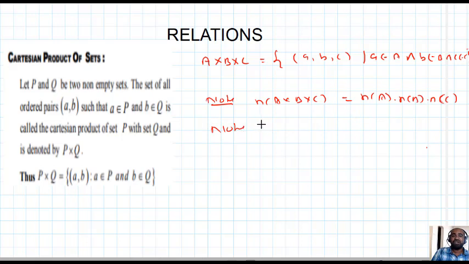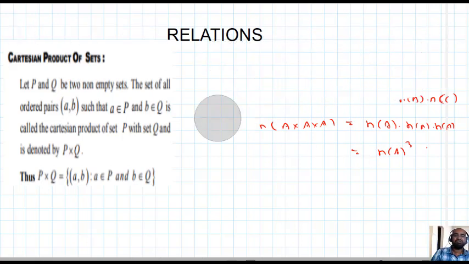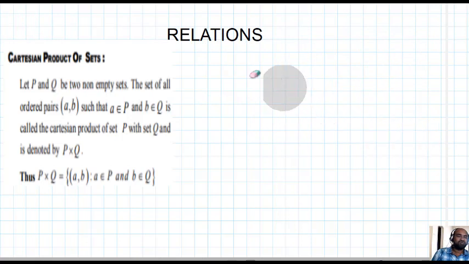Sometimes you need to find A cross A cross A. Okay, A cross A. So I want to write what is n of A cross A: n of A into n of A only. This is a whole number, no? Just like x cube. So I can say n of A cube, or n of A whole cube. So this is about ordered triples and ordered pairs, Cartesian product concept completed.